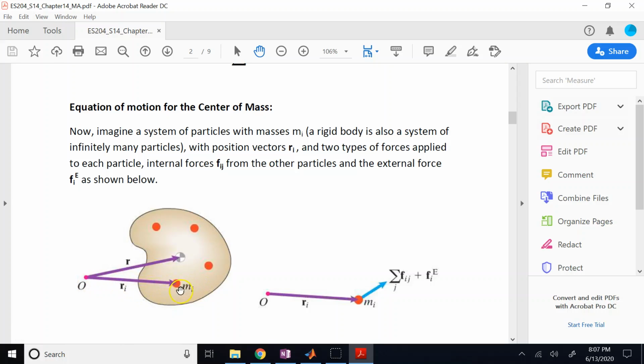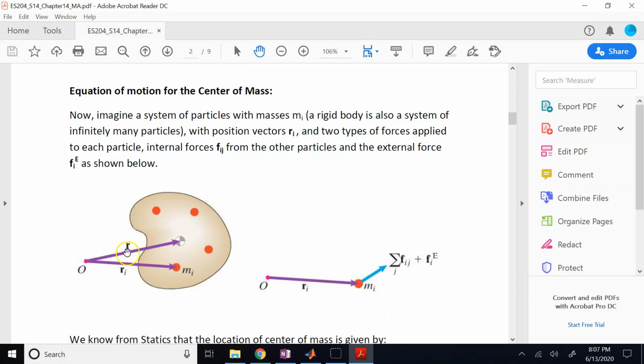and r sub i is the position vector for that particle measured from the origin, and then the location of the centroid. You learn about centroid or center of mass in your statics. The location of the center of mass of all of these particles measured from the origin is shown by r, or you can say r bar, doesn't matter.